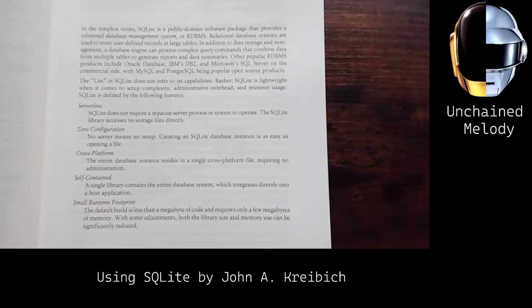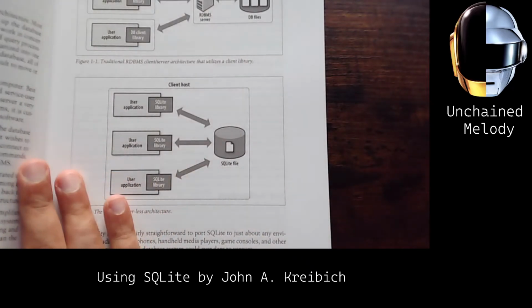Cross-platform: the entire database instance resides in a single cross-platform file requiring no administration. Self-contained: a single library contains the entire database system, which integrates directly into a host application. Small runtime footprint: the default build is less than a megabyte of code and requires only a few megabytes of memory. With some adjustments, both the library size and memory use can be significantly reduced.